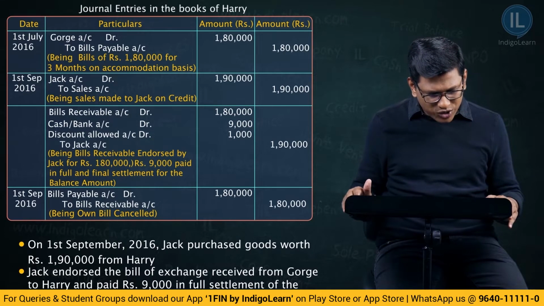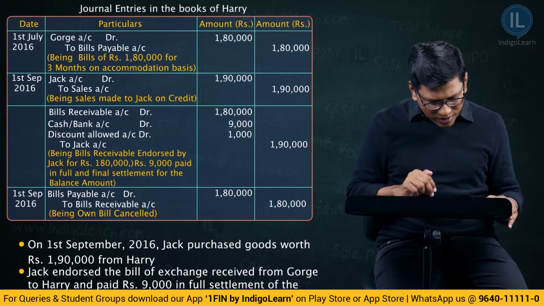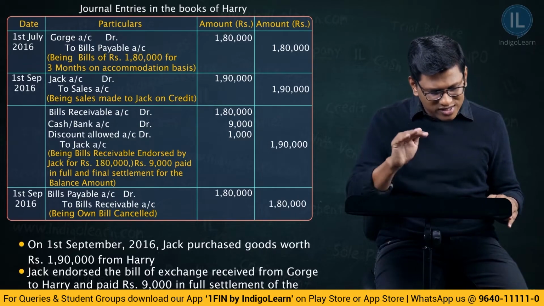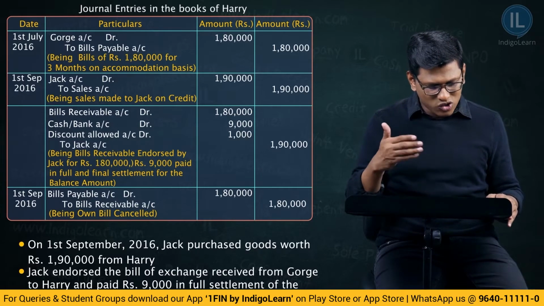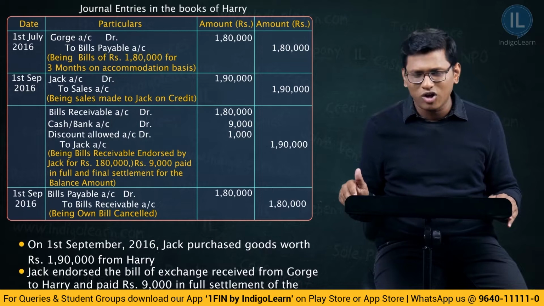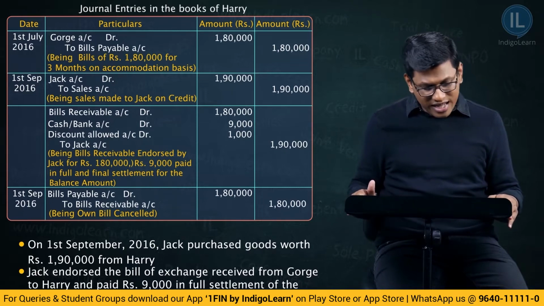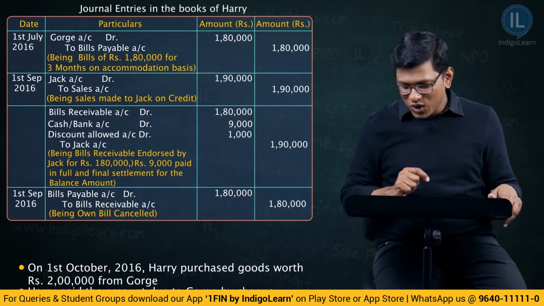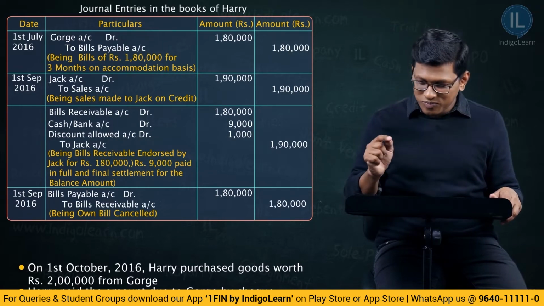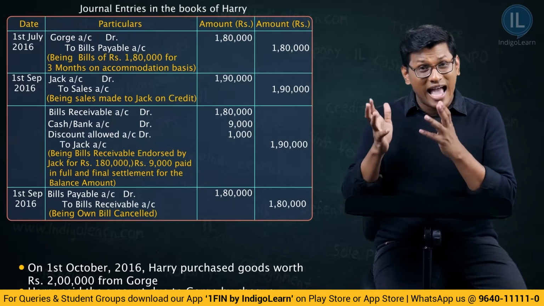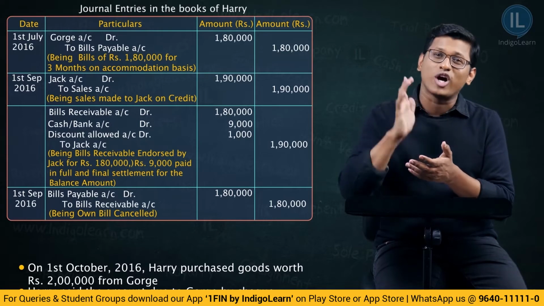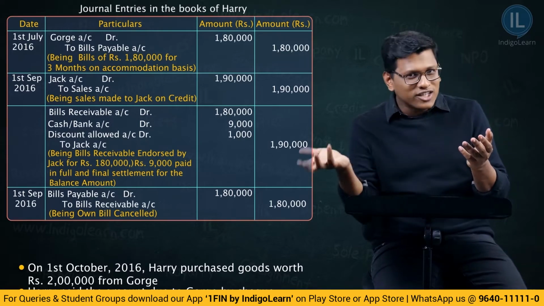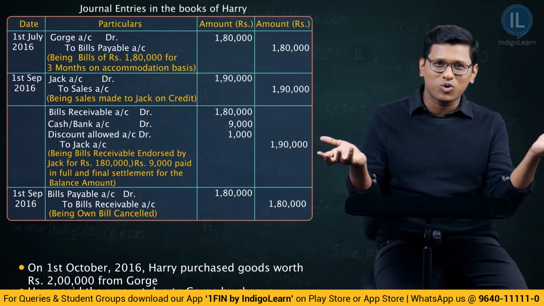As per the question, on which day has this happened? This happened on 1st September. So all these sale transactions happened on 1st September. Then after this, look at the next transaction. What is the next one? Harry purchased goods from George. In George's books, what entry will you pass? In Harry's books, what entry will you pass?